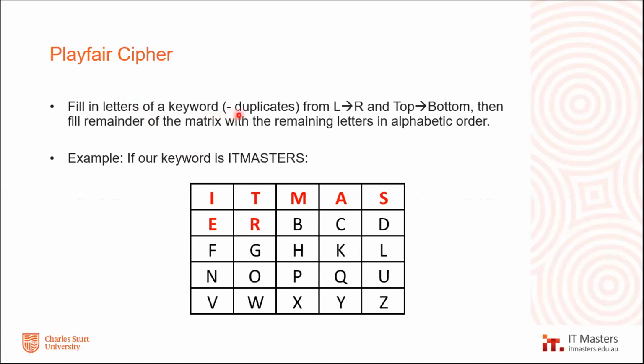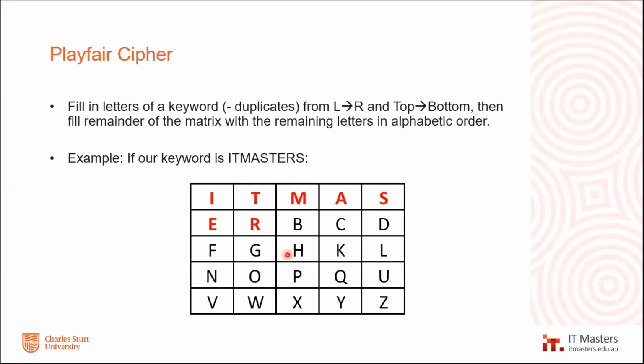We fill in the letters of a keyword minus the duplicates from left to right and top to bottom in a 5 by 5 grid. Then we fill the remainder of the matrix with the remaining letters in the alphabet in alphabetic order. So, for example, if we use the keyword IT Masters, in the Playfair square, we write ITMASER. We don't write in the duplicate, the second T, and we don't write in the second S. So that then becomes our keyword.